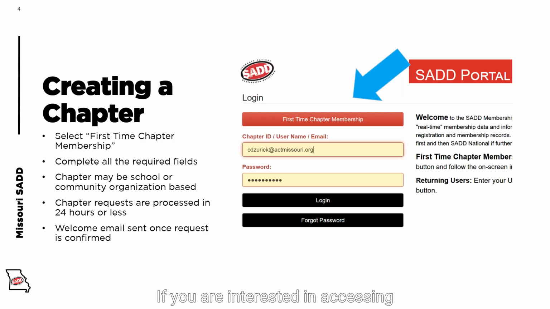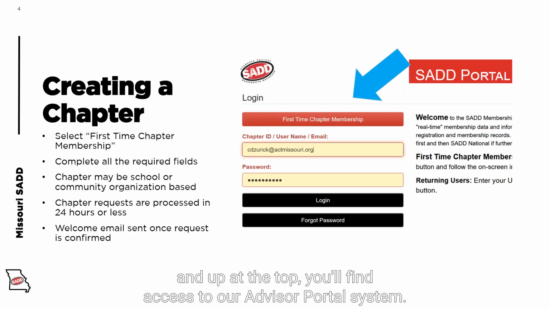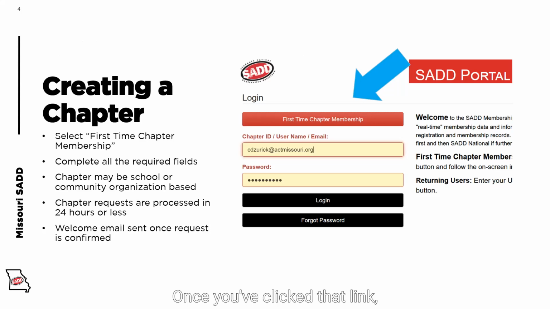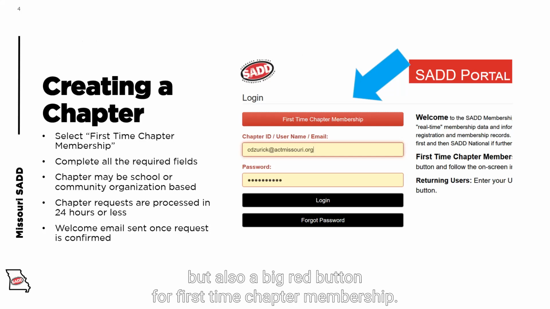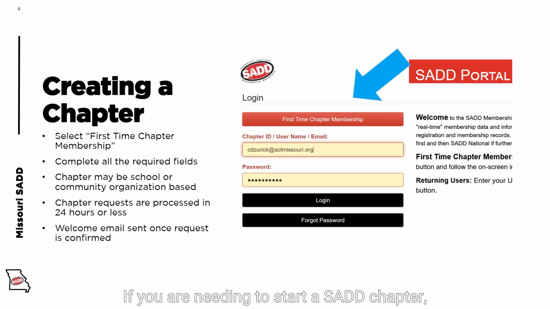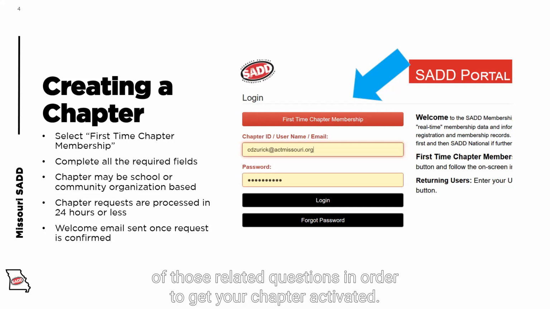If you are interested in accessing the SADD portal and all the materials, you are going to visit sadd.org, and up at the top, you'll find access to our advisor portal system. Once you've clicked that link, you're going to be taken to a software, and you're going to see a login section, but also a big red button for first-time chapter membership. If you are needing to start a SADD chapter, you're going to select first-time chapter membership, and you're going to answer all of those related questions in order to get your chapter activated.